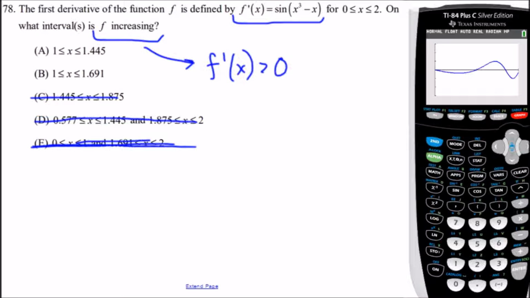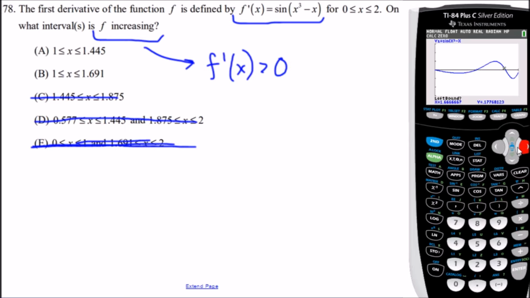Now for the accuracy, we're going to trace. Second trace 5 brings up the intersection. I'm sorry, we're going to do second trace 0. We're going to trace the root because that's going to tell us where the derivative changes from positive to negative.